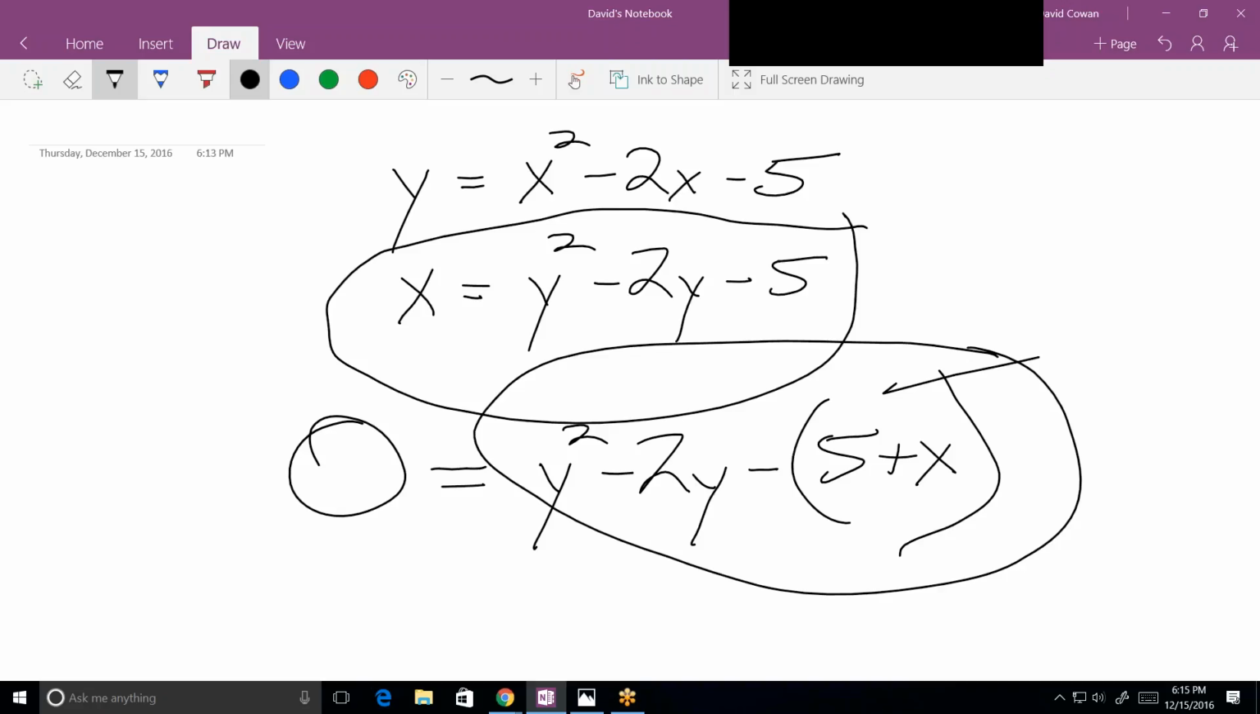So when you have a quadratic that you're trying to find an inverse of, it's very tricky. And then you have to apply the quadratic formula to that. And a would be 1, b would be minus 2, and c would be minus 5 minus x. Right. That's what c would be. So treating x like it's a constant is the only way to do this. And it's very, very tricky.